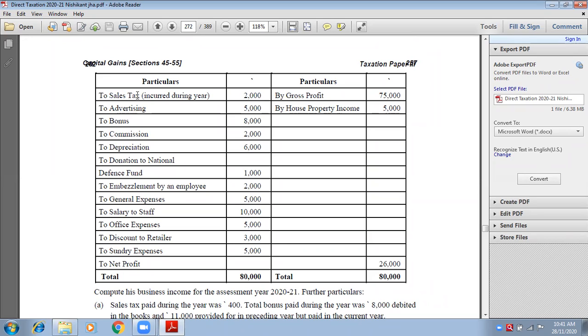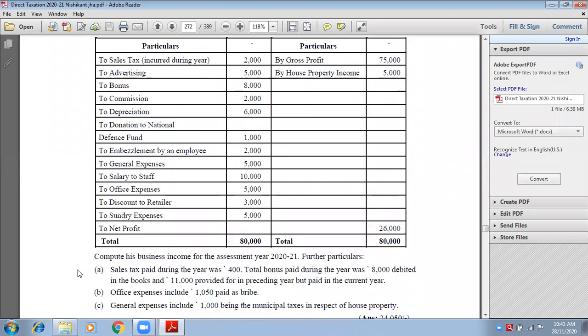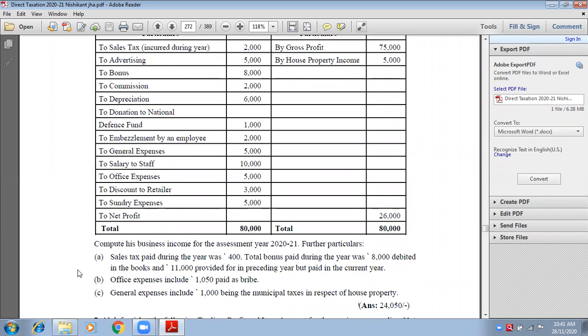See, the total amount of sales tax incurred during the year is 2000. I can see here in the P&L. But in the adjustment, he says sales tax paid during the year is 400. So out of 2000, only 400 is paid. So how much is outstanding? 1,600. Very good. So now you tell me, is the paid amount disallowed or the outstanding amount disallowed? Ma'am, the outstanding amount is disallowed.